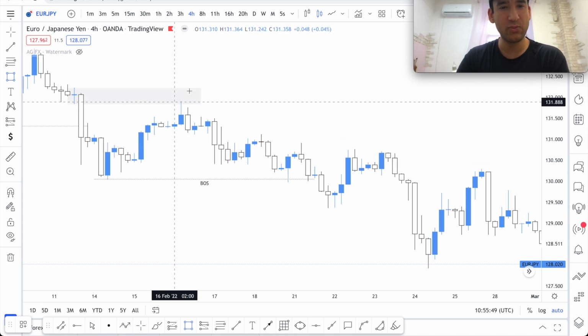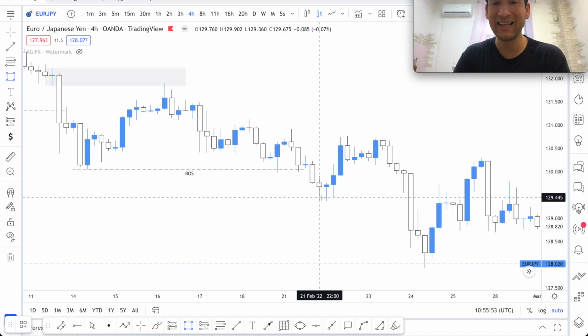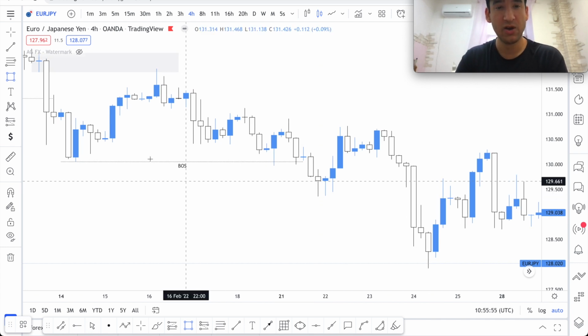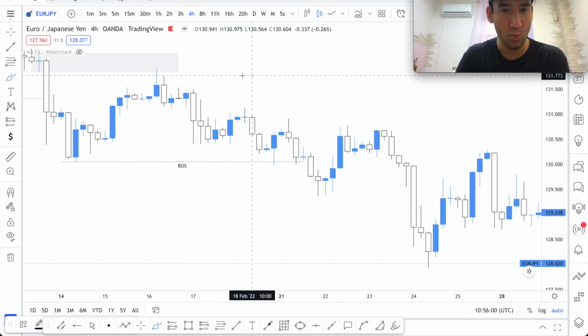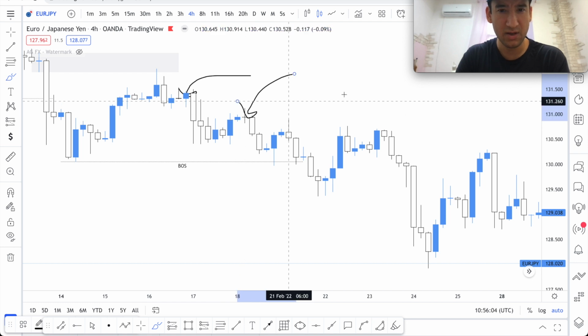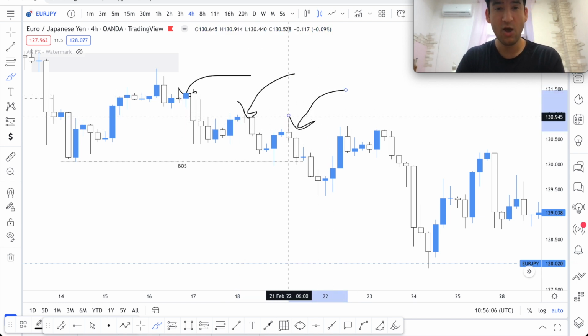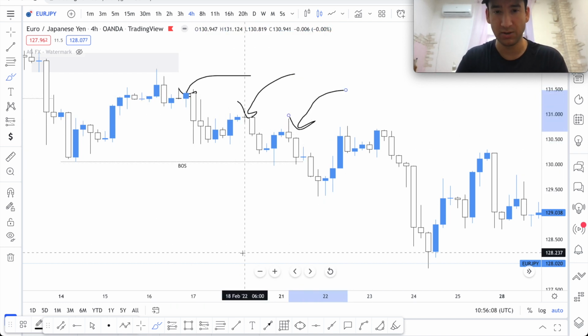Okay, as you see, when price was at this high at this time, price broke structure. Let's see what causes break of structure. We have 3 scenarios, right? You can see here, we have 1, we have 2, we have 3. Which one of these 3 caused the break of structure?